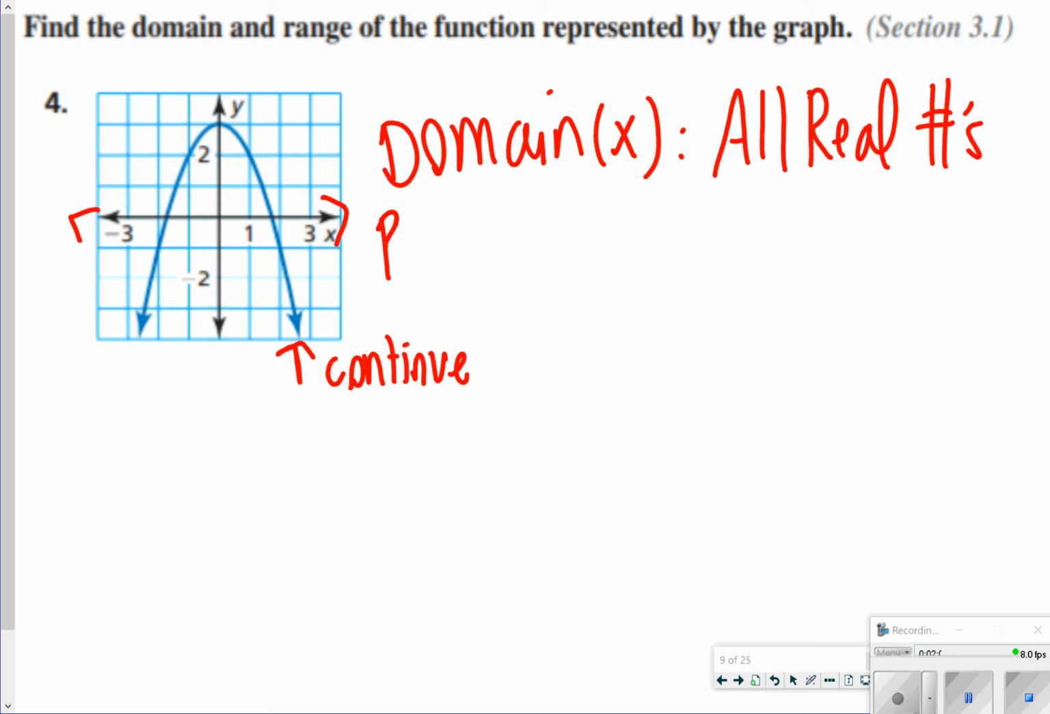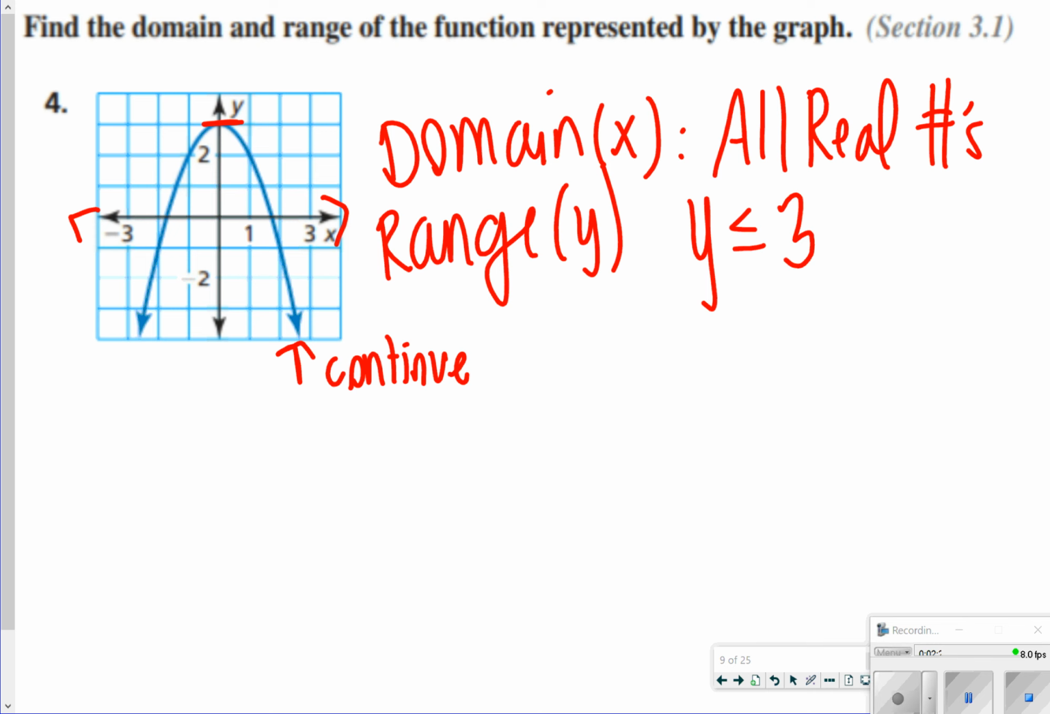Okay, but for the range, it's a little bit different. Notice we're starting up at 3, and then it gets smaller and smaller and smaller. So for this one, the range can be y is less than or equal to 3. So it could be anything lower than or equal to 3.